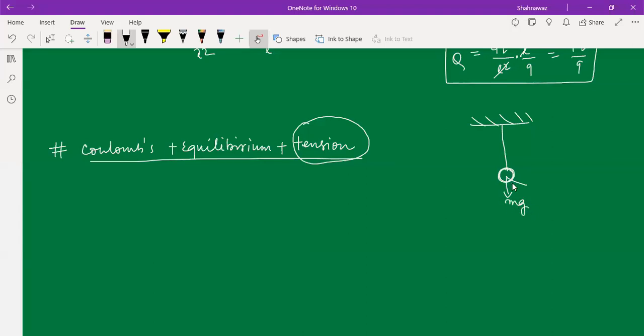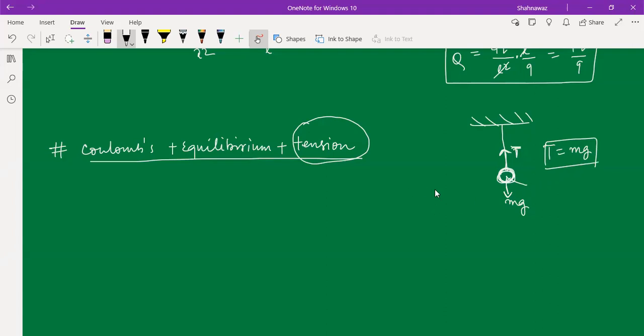So the weight will be acting upon this, and the string will try to pull it in the other direction. So the tension will be acting on this in the opposite direction, balancing this weight, the force due to gravity. So this tension will be equal to mg. This is the tension.